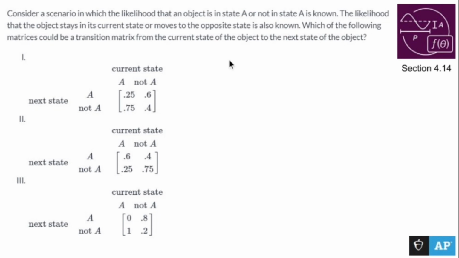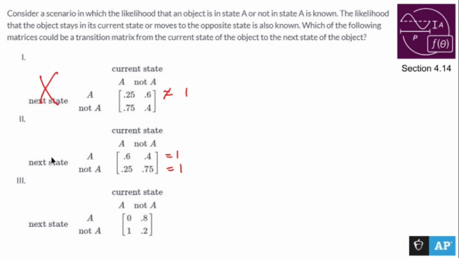All right, so we're given three matrices, and this is like those probability matrices where if you add up the left number to the right number, it has to equal 1. So that's what we're doing here. Is the number on the left plus the number on the right equal to 1? Well, this one's not, because it's going to be like 0.85, so 1 is no good. 0.6 plus 0.4 is 1. 0.25 plus 0.75 is 1.